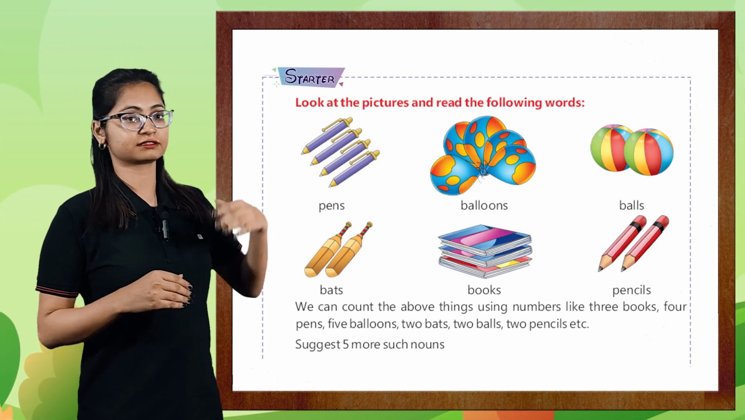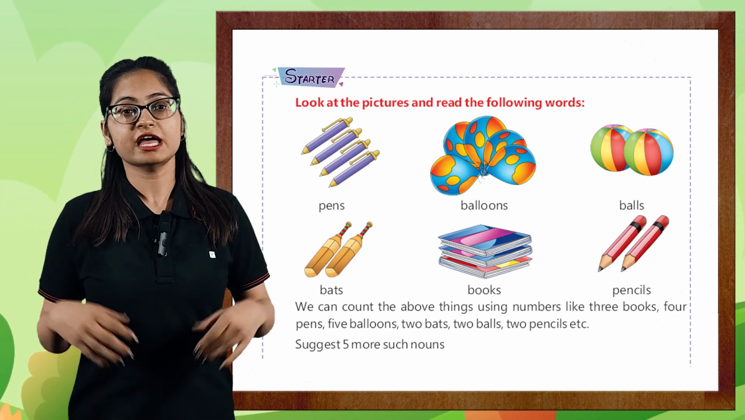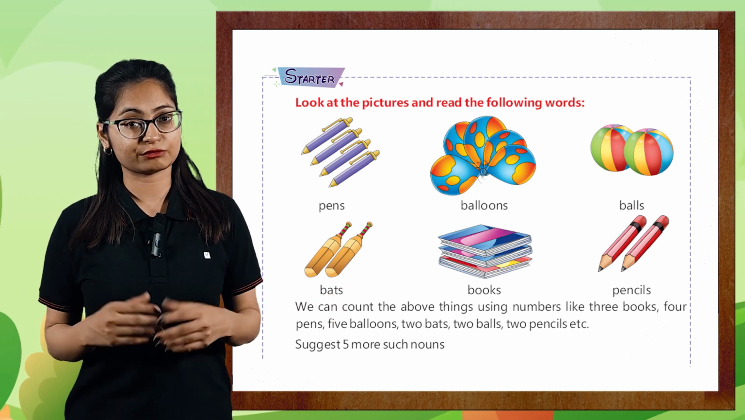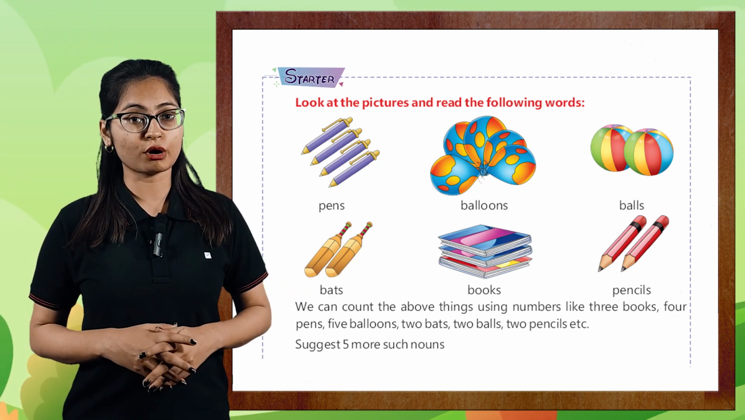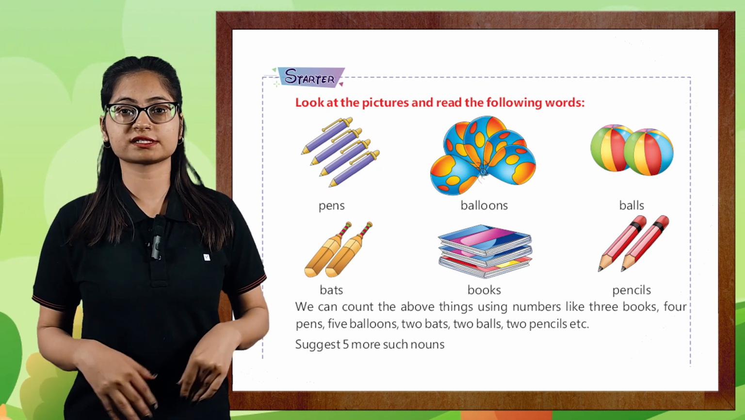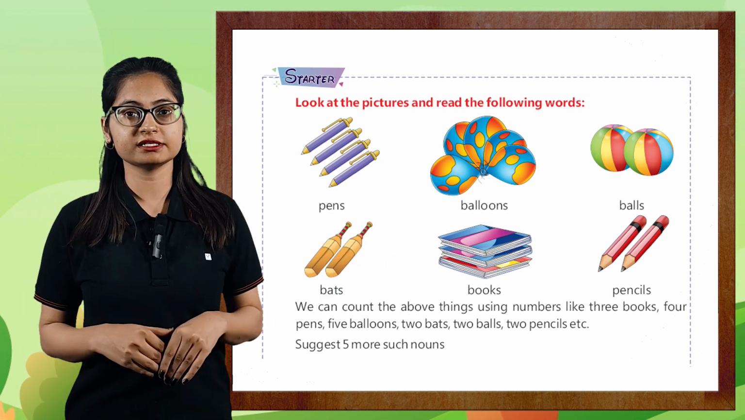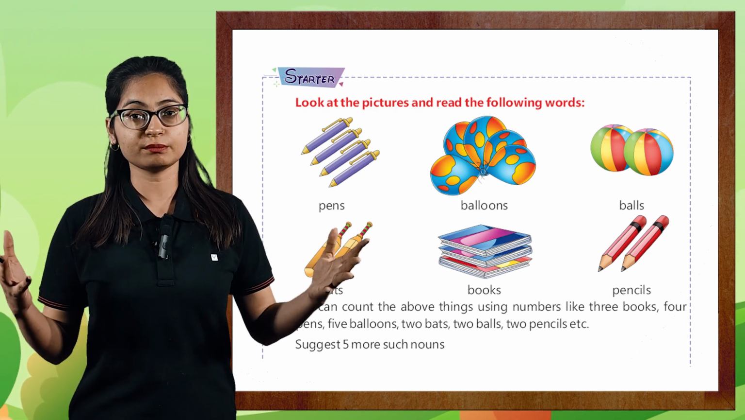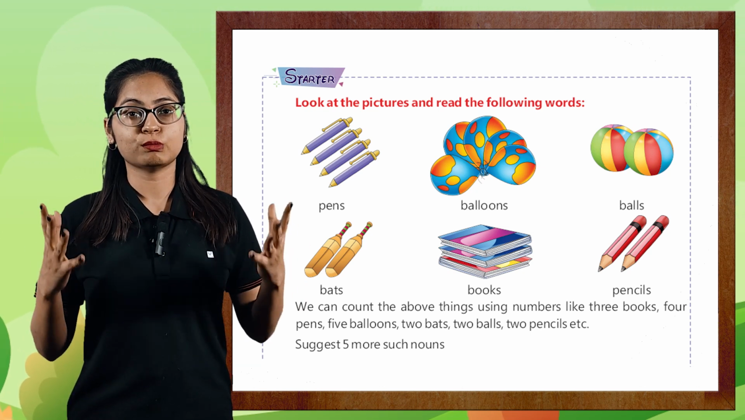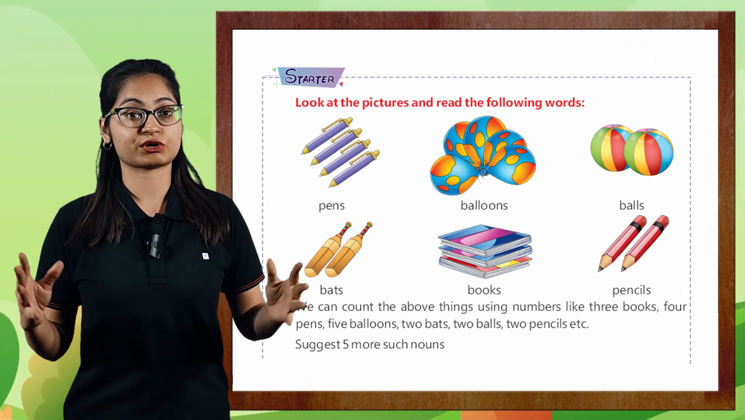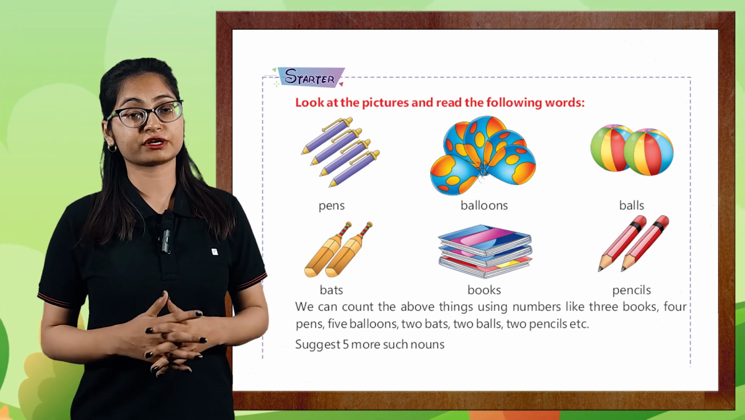Let's read this starter. Look at the picture and read the following words. So students, you have been given so many pictures. You have to observe them carefully and read the following words. We have given a picture of pens, next balloons, next balls, next bats, then books, and then pencils. We can count the above things using numbers like 3 books, 4 pens, 5 balloons, 2 bats, 2 balls, 2 pencils, etc. Suggest 5 more such nouns. As in the example given, you can fill it in by yourself.